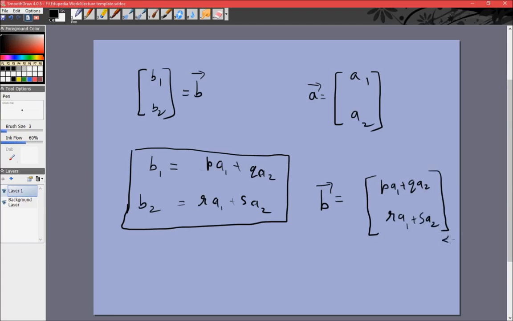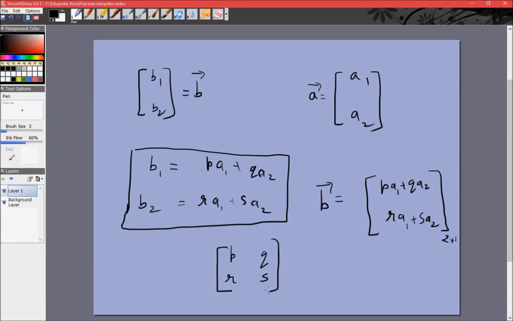Now I want to be very clear here. This is a 2 cross 1 matrix, because there's a plus sign, this is just one entry. This is a matrix like B1, B2 or A1, A2. It only has one column. So if B1 is PA1 plus QA2 and B2 is RA1 plus SA2 for some numbers P, Q, R and S, then B would be this thing and A would be this thing. Now, if a linear transformation can be represented by 4 numbers, then it makes sense to try to represent it as a 2 cross 2 matrix.